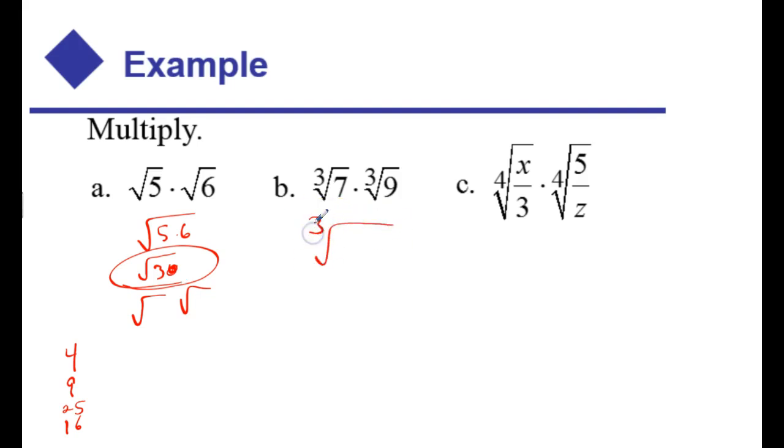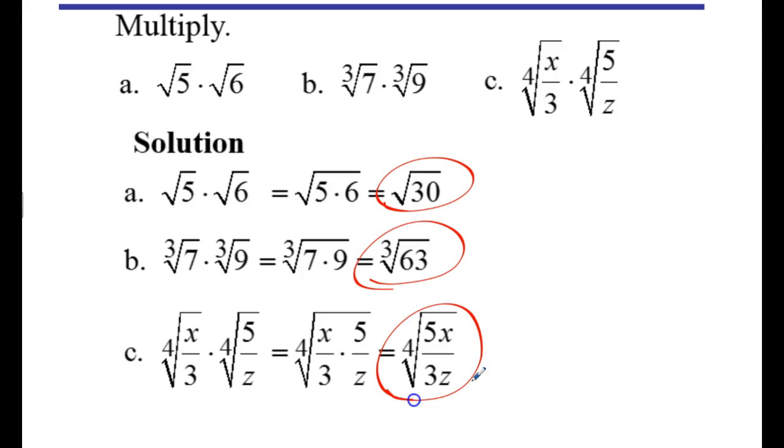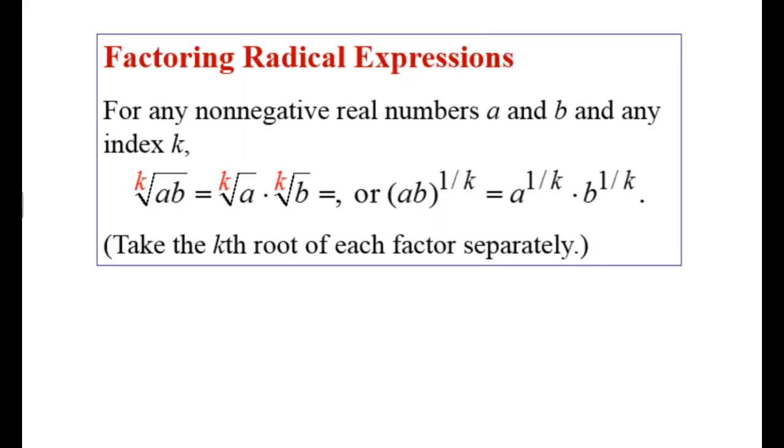Let's try this next one. The cube root of 63. Well, perfect cubes, 2 cubed is 8, and 3 cubed is 27. 4 cubed is 64, and none of those numbers go into 63, so I think I'm done again. So let's put this back together, because it's apart, so it's the 4th root of 5x over 3z, and there's nothing I could do with that. So again, final answers. I'm always looking to see if I could simplify some more. So again, if it's together, we can pull it apart.